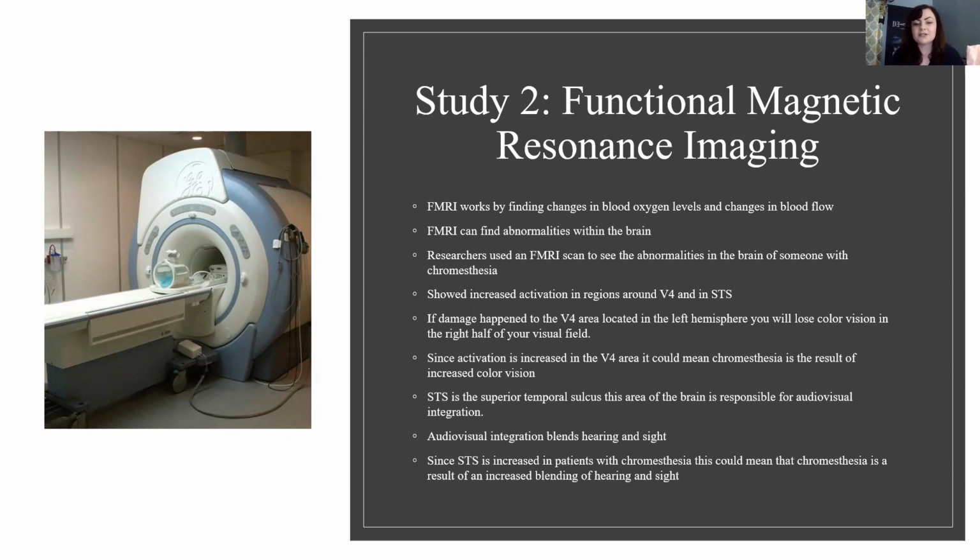STS is the superior temporal sulcus. This area of the brain is responsible for audio-visual integration. Audio-visual integration blends hearing and sight. Since STS is increased in patients with chromesthesia, this could mean that chromesthesia is the result of an increased blending of hearing and sight.